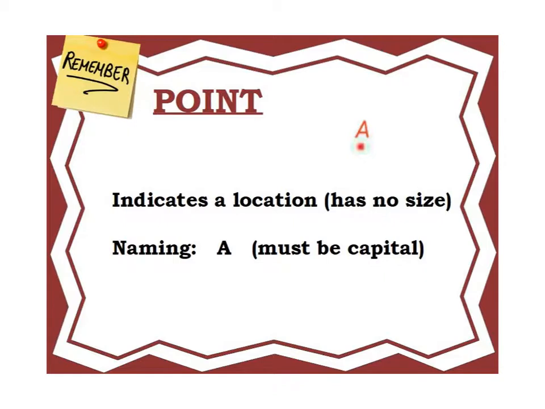A point indicates a location. It has no size. It's just a spot. And the naming for it is a capital letter. You can name it any letter, but it has to be capital. We're picky about that because a lowercase a means something different. All right, so try to take note of these special notations.